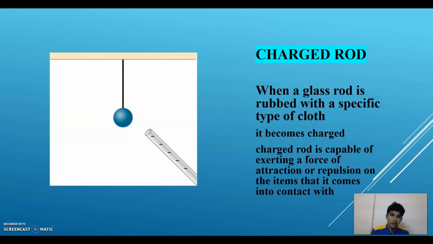Next, the application of Coulomb's law is a charged rod. When a glass rod is rubbed with specific types of cloth such as wool and synthetic cloth, it becomes charged, and the charged rod is capable of exerting a force of attraction or repulsion on the item that it comes into contact with, such as a light item like a feather or balloon. That's why Coulomb's law can occur in this situation.